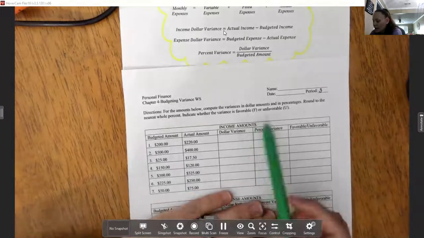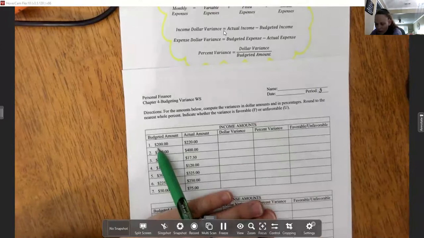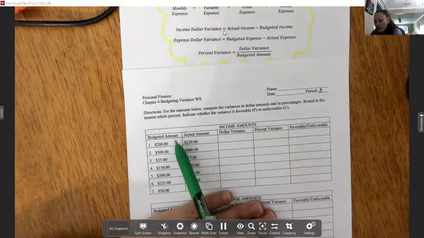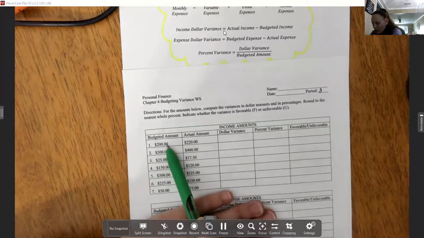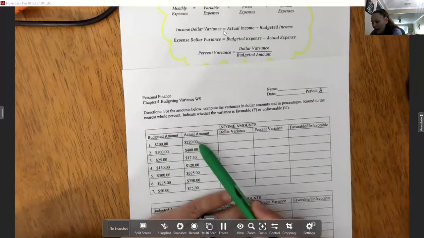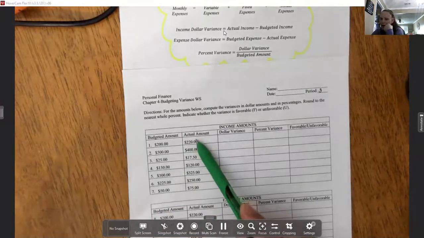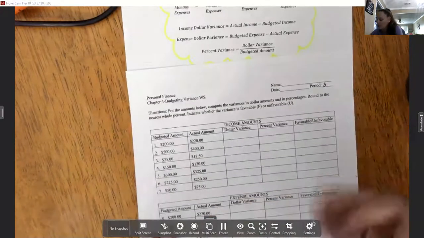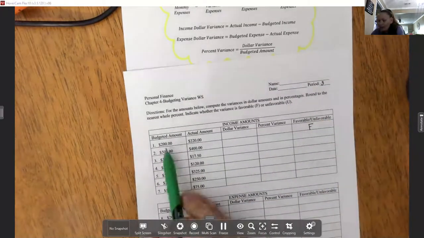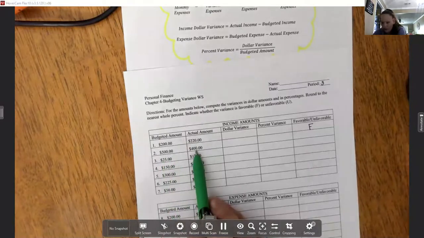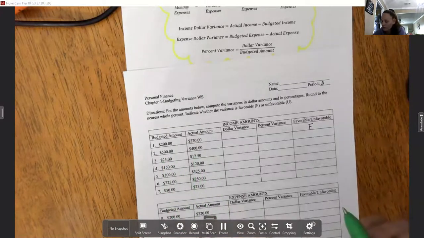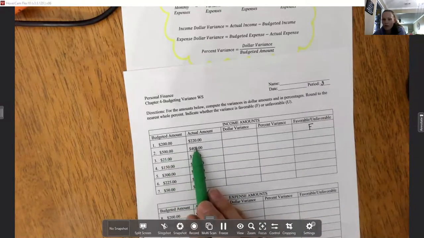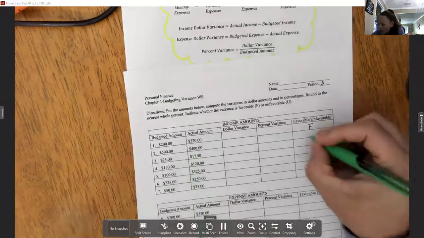If this is income, I planned on making $200. I actually earned $220. Is that going to be favorable or unfavorable? Favorable. Yeah, that's going to be favorable. What about this one? I planned on making $500, but I made $400. Favorable or unfavorable? Unfavorable.